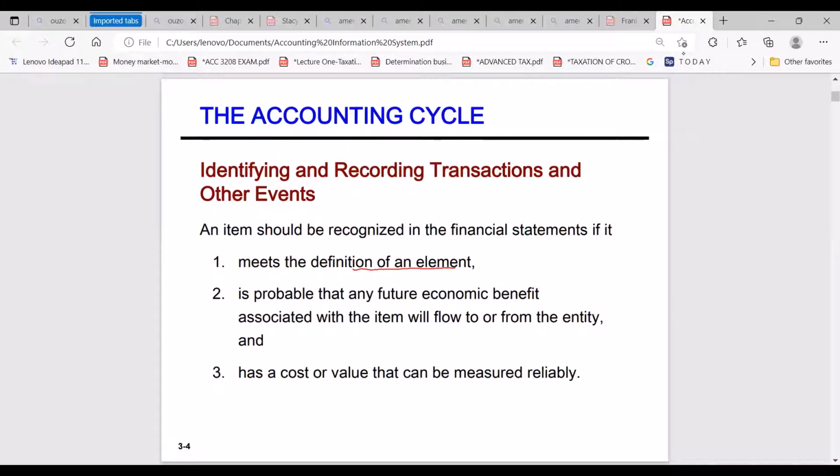Also, for this item to be recorded, it must be probable that any future economic benefit associated with the item will flow into or out of the organization. Then it must have a cost or value that can be attached to it. This goes back to the accounting concept of money measurement, meaning it must have a monetary value for it to be recorded, and the monetary value should be measured reliably.